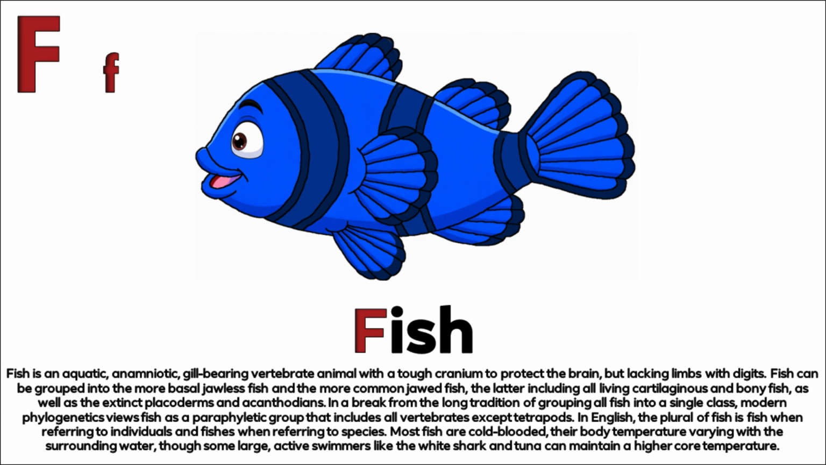In a break from the long tradition of grouping all fish into a single class, modern phylogenetics views fish as a paraphyletic group that includes all vertebrates except tetrapods. In English, the plural of fish is fish when referring to individuals and fishes when referring to species. Most fish are cold-blooded, their body temperature varying with the surrounding water, though some large, active swimmers like the white shark and tuna can maintain a higher core temperature.